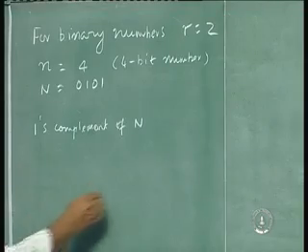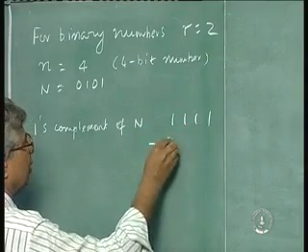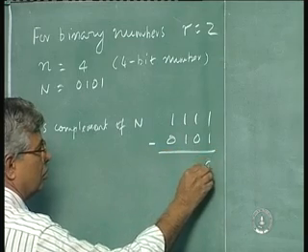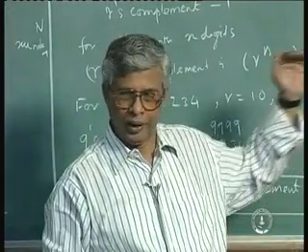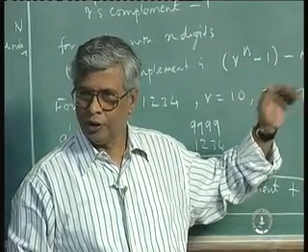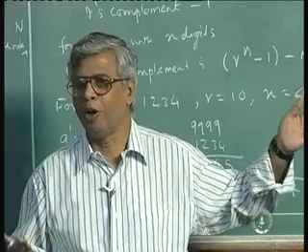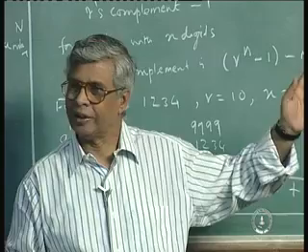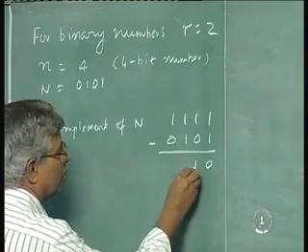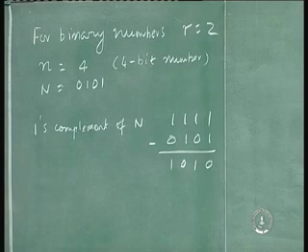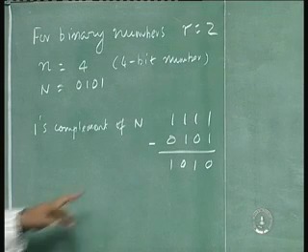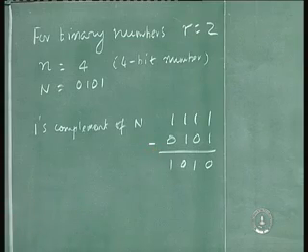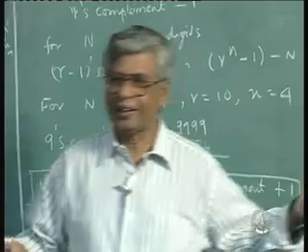So the 1's complement is 1111 minus 0101. Now again my binary arithmetic does not require borrow, because there is always a 1 at the top and either a 1 or a 0 in the bottom, so the result is either 0 or 1, and I do not have to worry about borrowing from the next bit position. Sort of makes sense, because the maximum with 4 bits, 1111, is 15, and this is 5, this is 10, and the total should make 15, that is all, there is no big magic here.